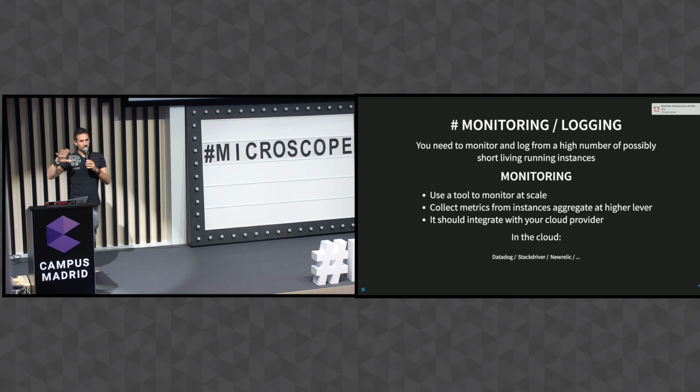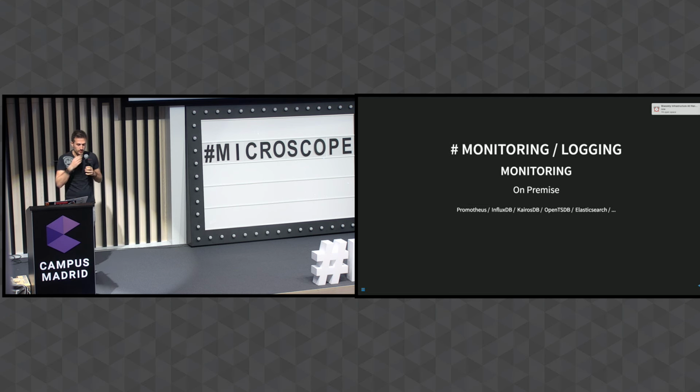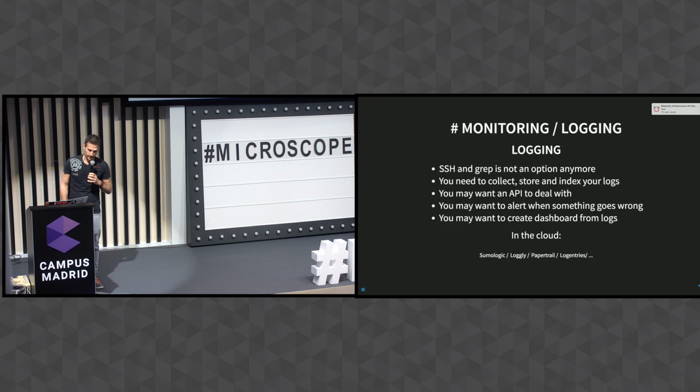Pairing your service metric with, for example, the CloudWatch metrics, so you know the metrics from the load balancer or from the compute engine, and you can use both metrics to understand the behavior of your services. In the cloud, there are many tools like Datadog, Stackdriver, New Relic, or you may want to use something on-premise, a lot of solutions, Prometheus, InfluxDB, Kairos, OpenTSDB, Elasticsearch. These are all good tools for monitoring.